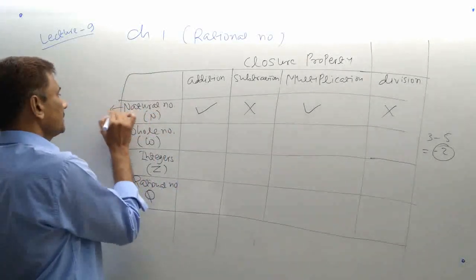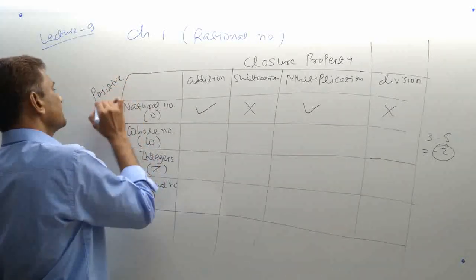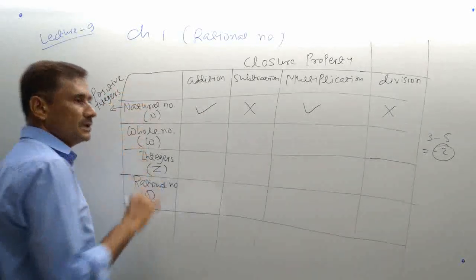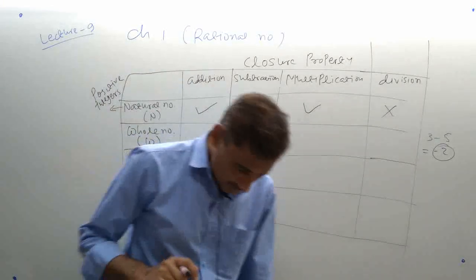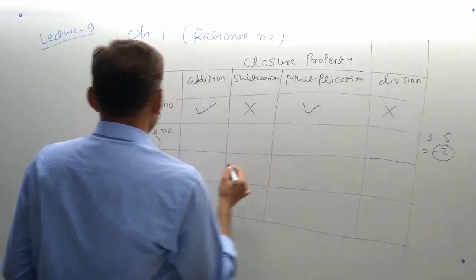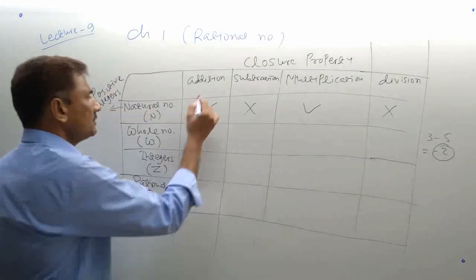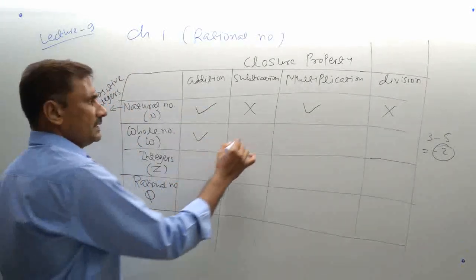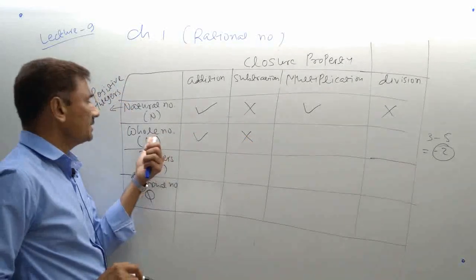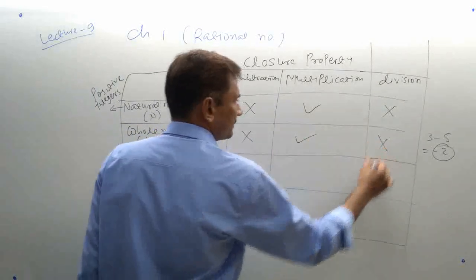We are now taking only positive integers here, meaning 1, 2, 3, 4, 5, 6 like this, just like your roll number, your room number, your standard. Now whole number means 0 is also included. So here also for addition it is okay. For subtraction there is no closure property, because the answer cannot be in the set. Multiplication, yes. Division, no.